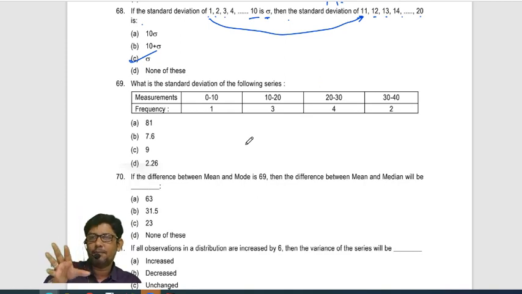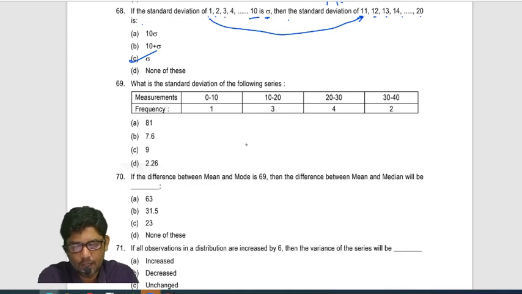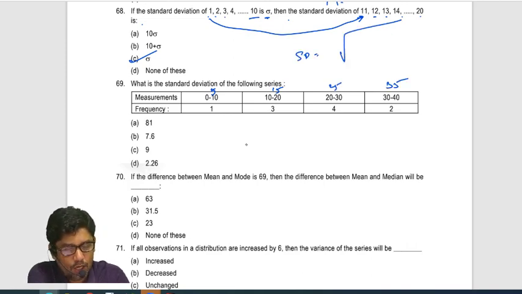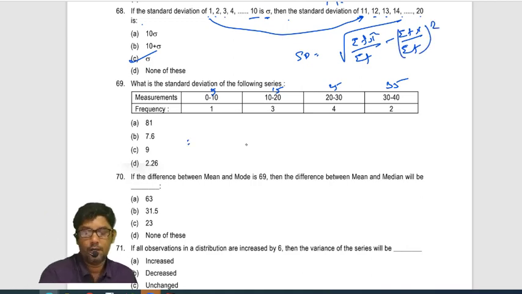Utter waste of time. But if you have a calculator, if you know how to use a calculator effectively, you can do it. Standard deviation. First, what you'll do? 5, 15, 25, 35. Now look at this, my dear. The standard deviation formula is root of summation fx square divided by summation f, minus summation fx divided by summation f, the whole square. Now take your calculator, do what I am saying.